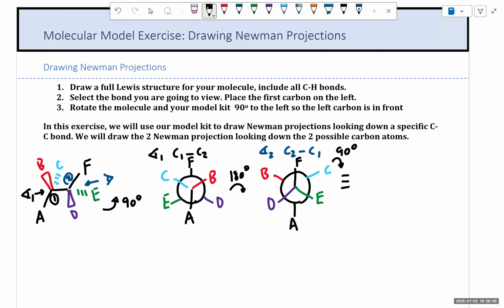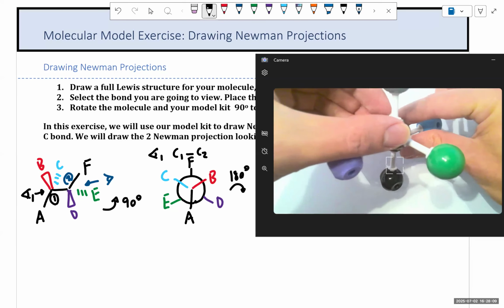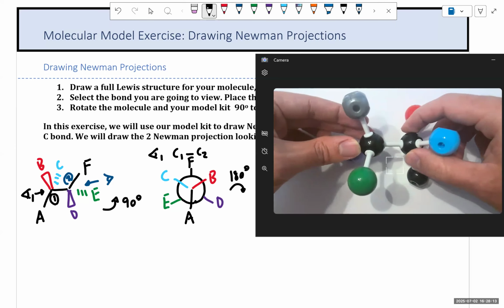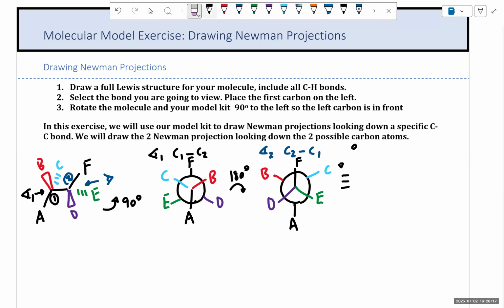Let me just check that one more time. So here's my original structure. I'm rotating it 90 degrees to the left. Sorry about that. This lets us convert this Newman projection back to a Dash-Wedge structure. So in this case now, atom F is on the left, atom A is on the right.